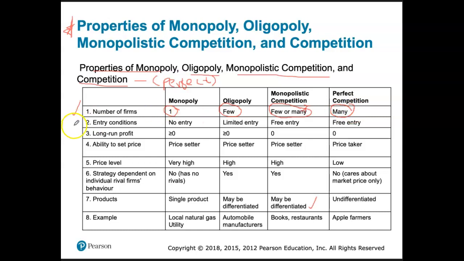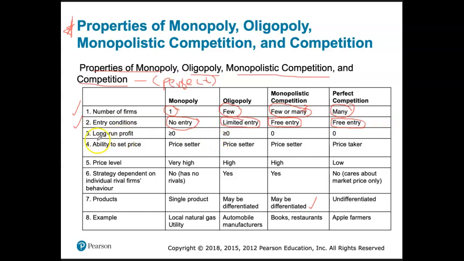Let's look at row number 2. So we have entry conditions. With a monopoly, basically there's no entry, hence you have only 1 company. For oligopoly, there's very, very limited entry, hence you have a few companies or producers. For a monopolistically competitive firm, it tends to be free entry, hence you have a plethora of companies or producers. And for a perfectly competitive firm, you have free entry as well, hence you have so many identical firms.